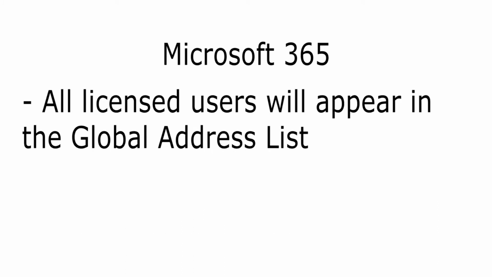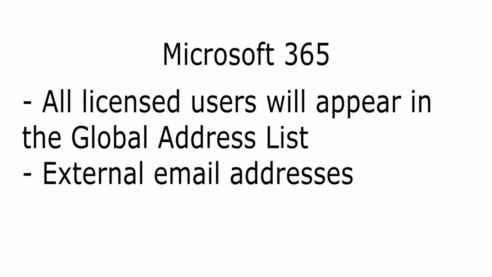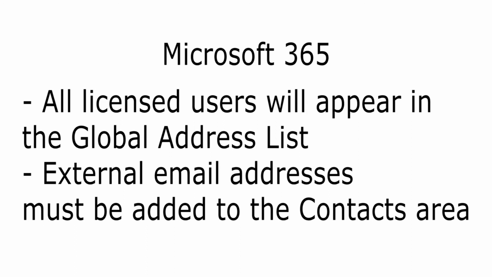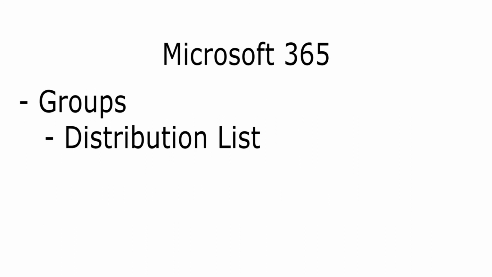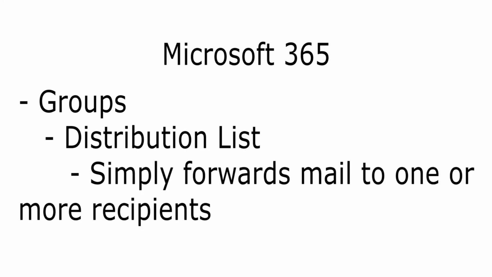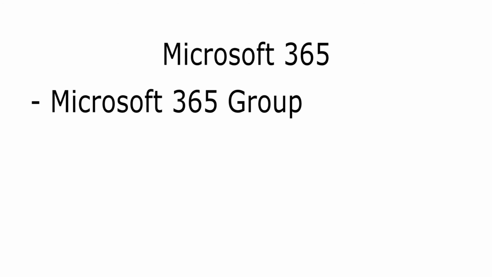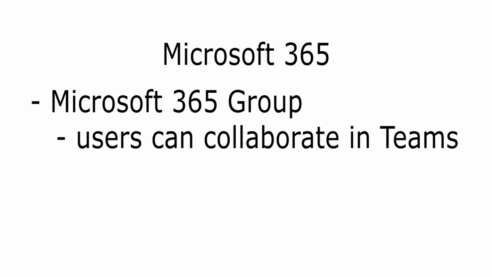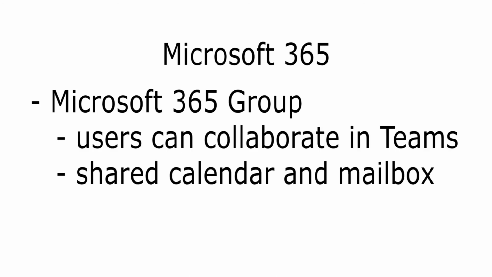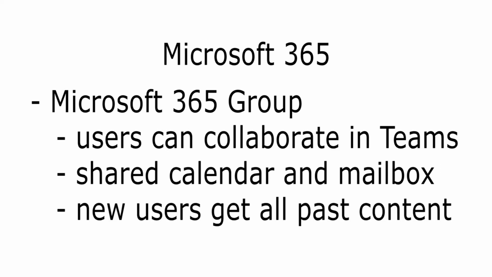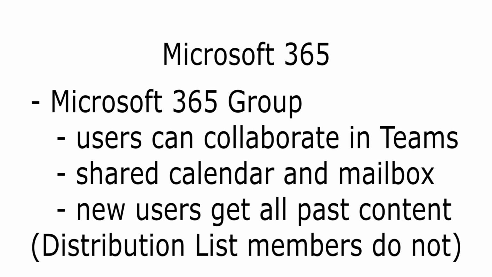All licensed users will appear in the global address list. If someone wants to add an external email address to the list, it must be added to the contacts area of Microsoft 365. There are also a few different kinds of groups. A distribution list is a very basic email address that simply forwards mail to one or more recipients. A Microsoft 365 group gives the user the ability to collaborate in Microsoft Teams, along with a shared calendar and a mailbox. A Microsoft 365 group also gives new users access to past content, whereas a basic distribution list does not.